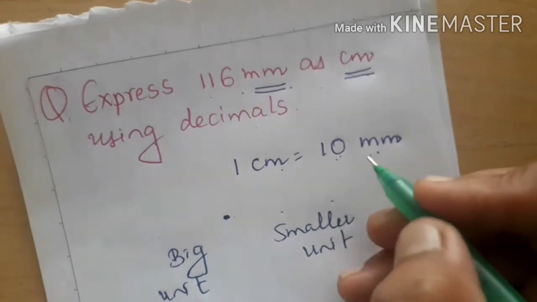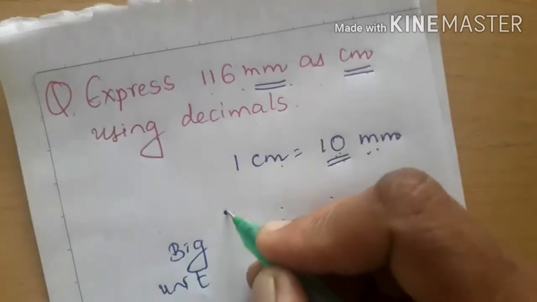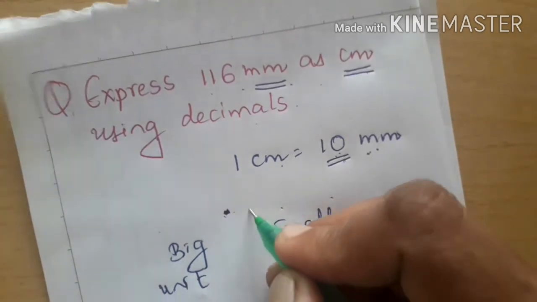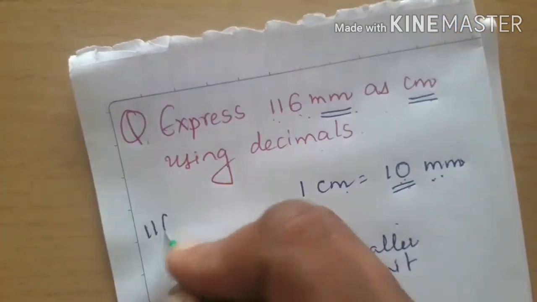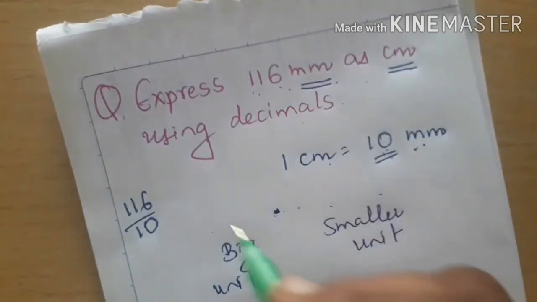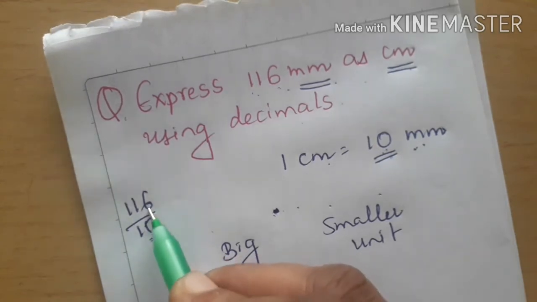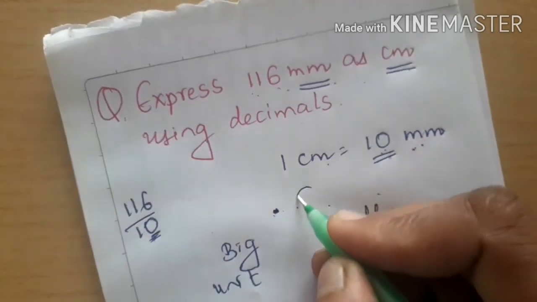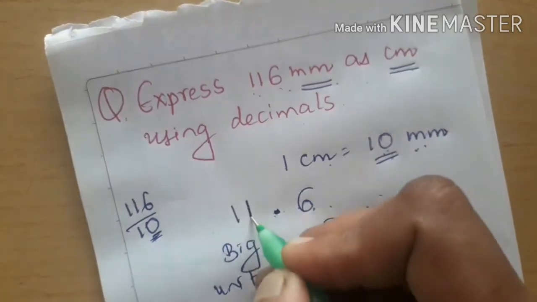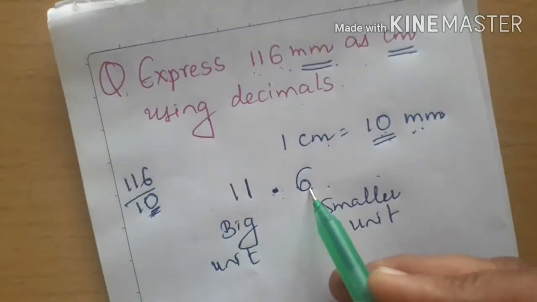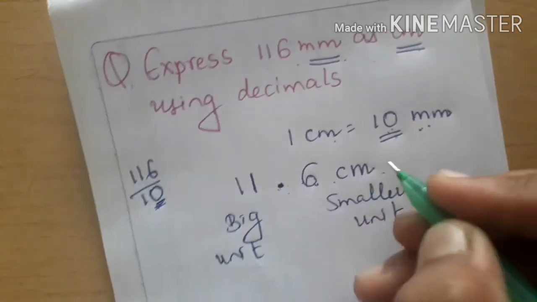Now second thing, I have seen that in 10, 1 and 0 are there. That means after decimal point I should have only one digit. So here when 116 is divided by 10, what is the quotient and what is the remainder? The last digit comes from the remainder, that is after decimal point you need to write, and before decimal point that is 11. So here 11.6, and you have to write the bigger unit. So here I should write it as centimeter, not the millimeter.